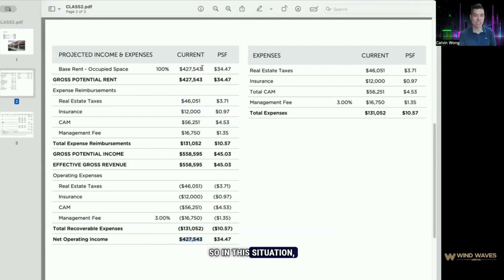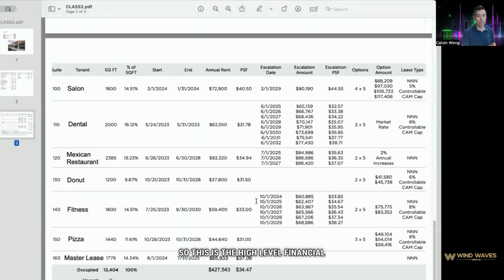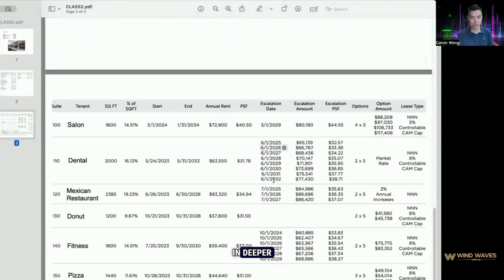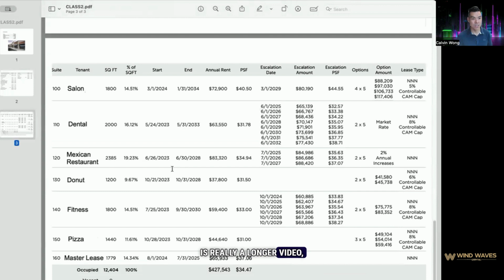In this situation, the base rent is equal to the net operating income. It's very important to understand the net operating income, NOI, because that's what you use to calculate your cap rate and then your exit sales price. This is the high level financial discussion on analyzing deals, because diving in deeper would be a much longer video, which I may do another time, talking about a real example of how I evaluate a retail strip center.